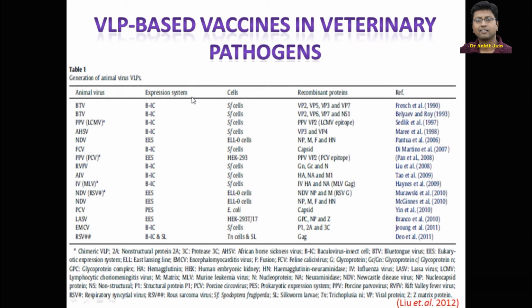Now this slide is showing virus-like particle-based vaccines for veterinary pathogens, such as bluetongue virus, Newcastle disease virus, feline coronavirus, and avian influenza virus. Different expression systems like bacterial systems and insect expression systems are used, along with different cell lines and different bacteria, and these are the recombinant proteins. These are the antigens used for the production of virus-like particle-based vaccines.